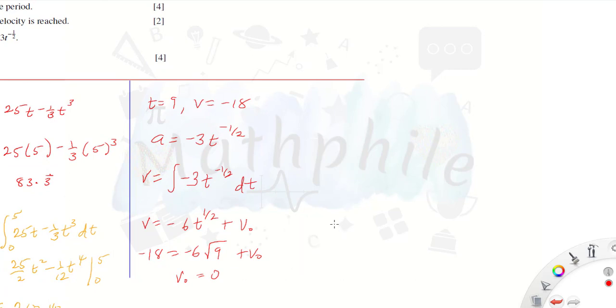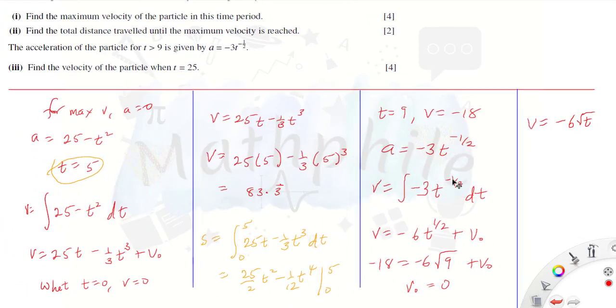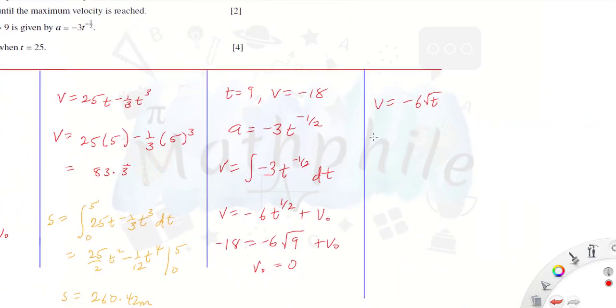Now I can set up the function. The velocity function is v equal to negative 6 t to the power 1 over 2, plus 0, but I don't really need to write the plus 0. Now we're told to find the velocity when the time was equal to 25. So all I need to do is substitute 25 over there. So v is equal to negative 6 times the square root of 25, which gives negative 30 meters per second as a velocity.